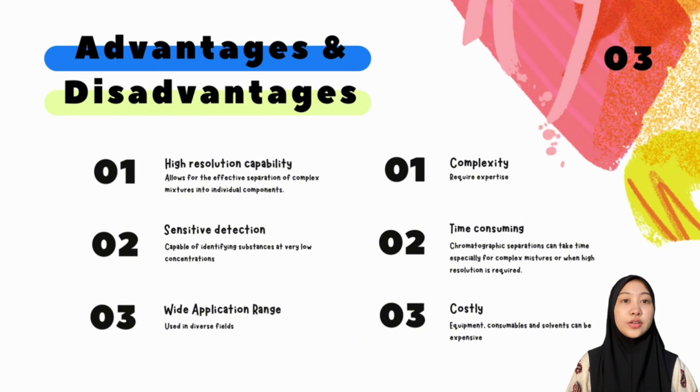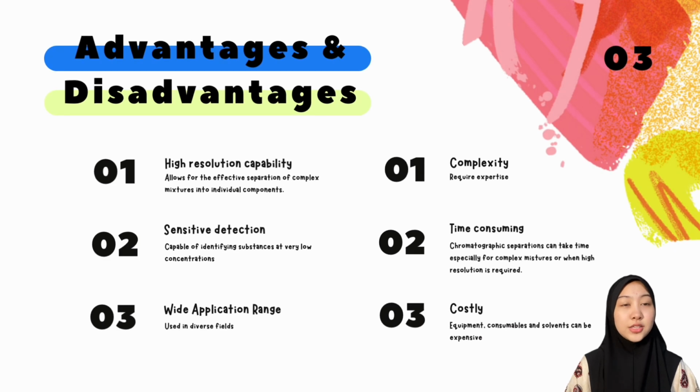However, chromatography does come with certain disadvantages. Setting up and optimizing chromatographic methods can be complex, requiring expertise and meticulous attention to detail. The process can also be time-consuming, particularly for complex mixtures or when high resolution is necessary, as it often involves lengthy equilibration times and precise parameter adjustments. Finally, the cost of chromatographic equipment, consumables like columns and solvents, as well as ongoing maintenance can be significant, as it can be expensive.